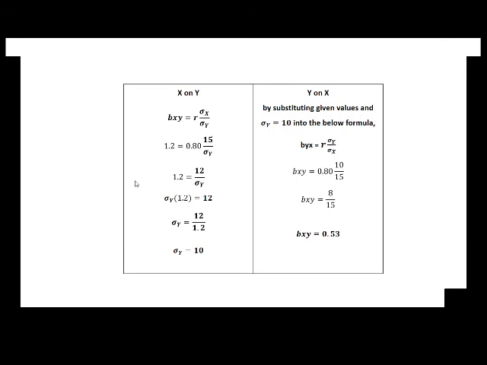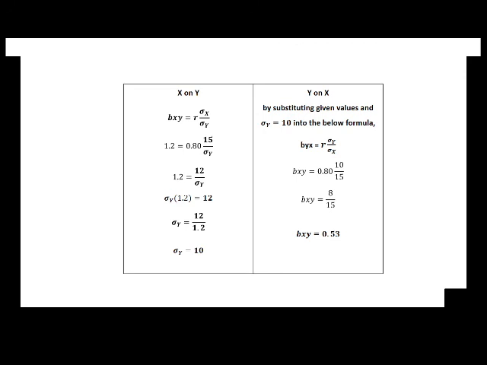So x on y, bxy is equal to correlation into standard deviation of x divided by standard deviation of y. 1.2 is equal to 0.80 into 15 divided by standard deviation of y. 1.2 is equal to 12 divided by standard deviation of y. Standard deviation of y into 1.2 is equal to 12. Standard deviation of y is equal to 12 divided by 1.2. The final standard deviation of y is 10.